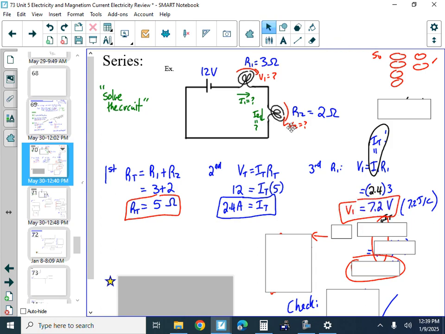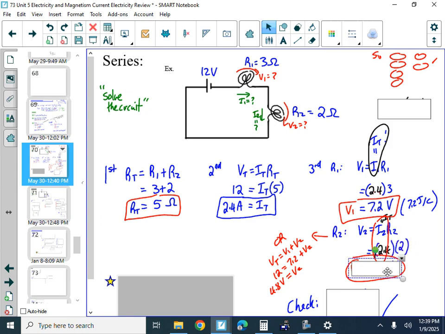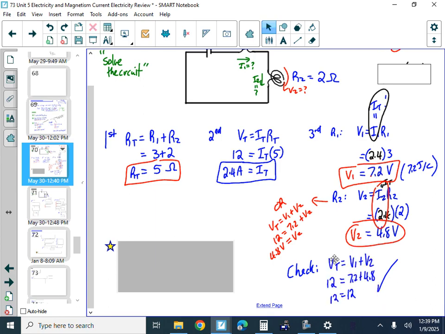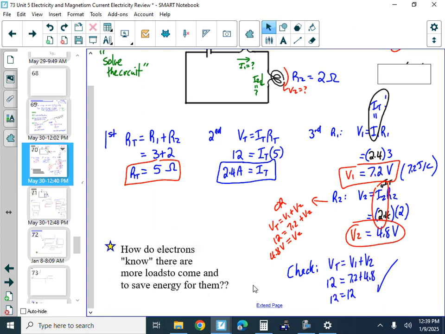Once you know that the drop is 7.2 across this one, well, then the rest of the voltage drops on this one. So you can do it that way, where you just say, okay, the total voltage drop has to be 12, so you just solve. Or you can just do Ohm's law again. If you do Ohm's law again directly, you get the balance of the voltage. Sometimes rounding errors will make them not be identical, but that's literally just that.